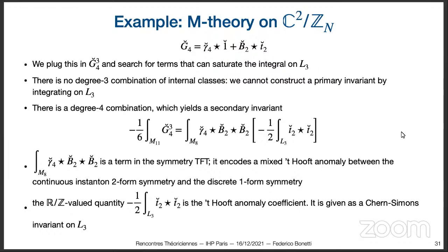So what's happening is that these are external fields. So this is a term in the anomaly part of the symmetry TFT. It's a term in our Lagrangian that we're trying to find. And this quantity here, it's the 't Hooft anomaly coefficient for that term. And now we are given a very geometric prescription to compute it. Maybe it's hard, but it's very well defined. It's a Chern-Simons invariant that you should compute on the three-dimensional link. And as you can see, it's purely geometric.